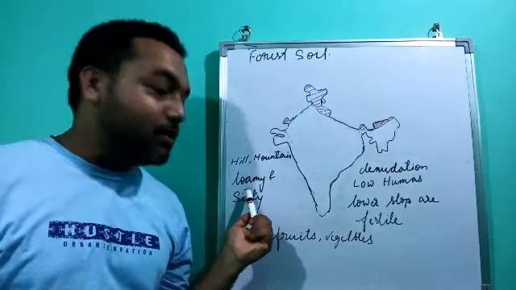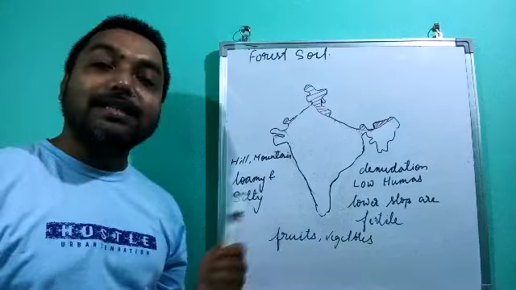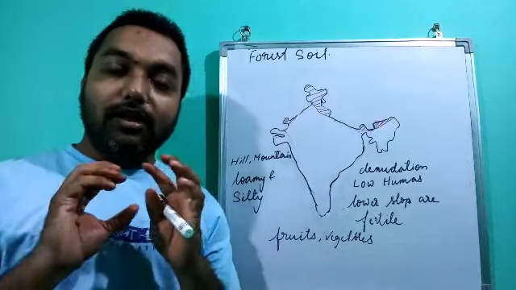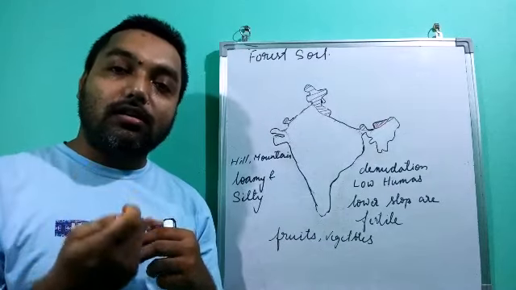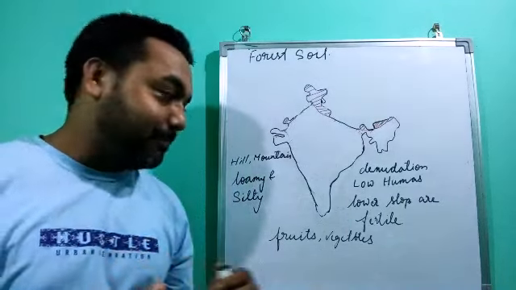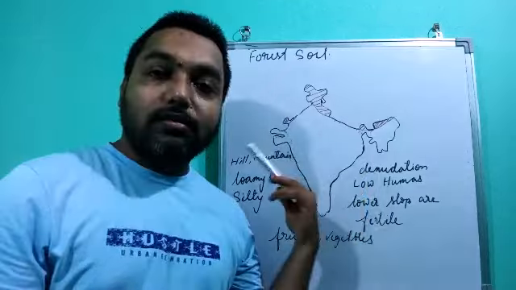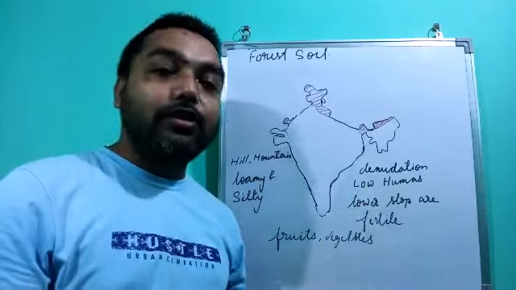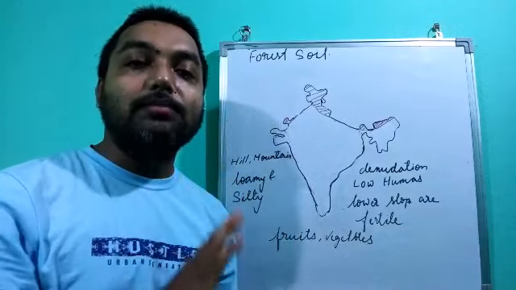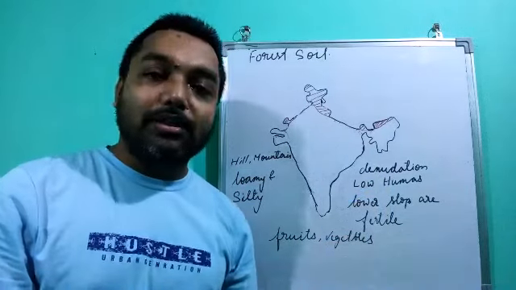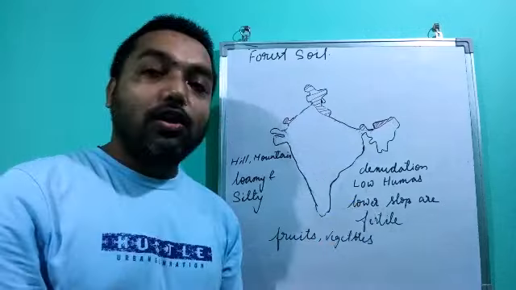The characteristics of this soil is that it is loamy and silty. Loamy means very fine in particle, and silty means it is grain type. In this type of soil, there is denudation because there is high rainfall. Due to that, the top layer of the soil sometimes goes away, so denudation takes place. Due to that denudation, it is low in humus.